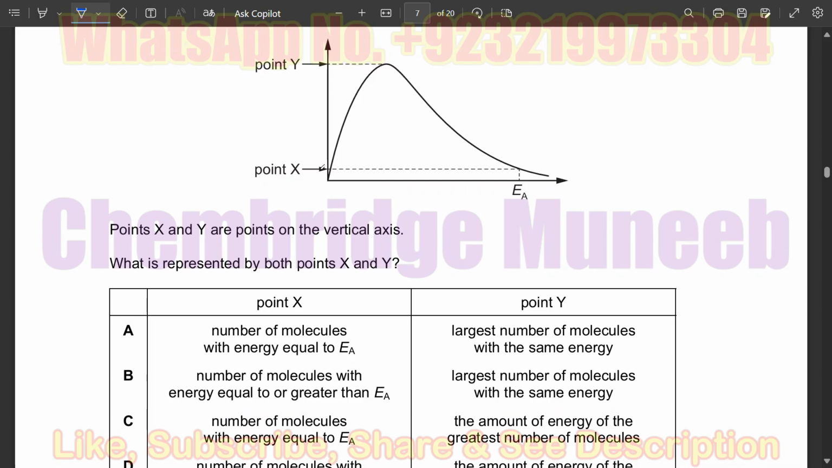The point x is intersecting with this Ea line, and we know Ea is the activation energy. It is the energy of the molecules which is required for the reaction to occur. So x will indicate the number of molecules with energy equal to Ea. So that's the right answer.